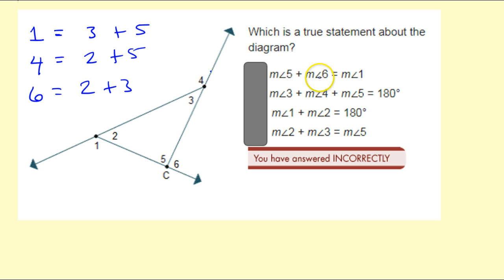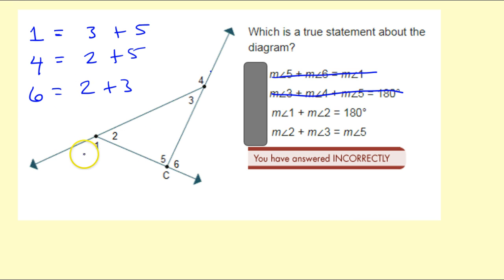So angle 5 plus angle 6 equals angle 1. Well, let's see. No, angle 1 should equal angle 3 plus angle 5, not angle 5 plus angle 6. So that's not it. Alright, we already discussed why this one is not true. Now, turns out this third statement is going to be true, but not because of any of the fancy things that I explained so far.